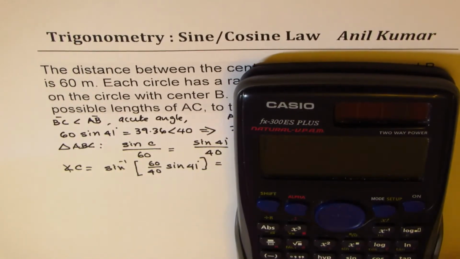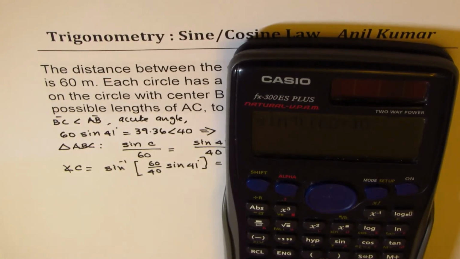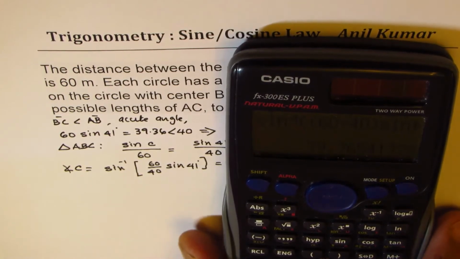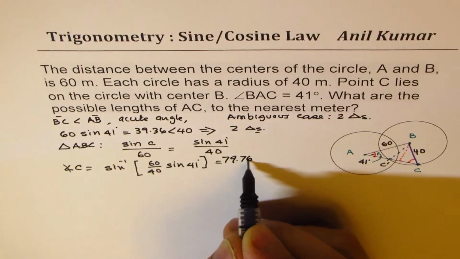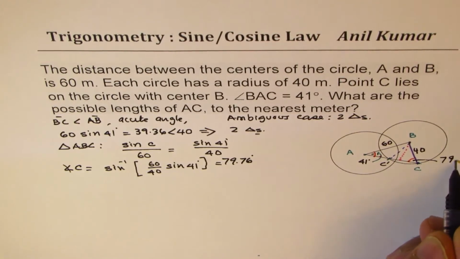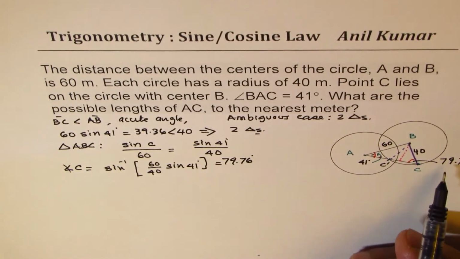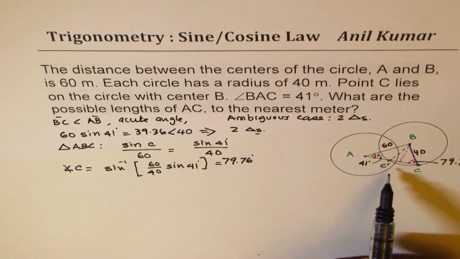So we have sine inverse. Let's put one more bracket. We'll do 60 divided by 40, right? And then we'll multiply this by sine of 41, bracket close, equals to 79.76. So that's the angle, 79.76, right? You could round to 80 degrees. So let's keep 2 points, and then we'll go further.